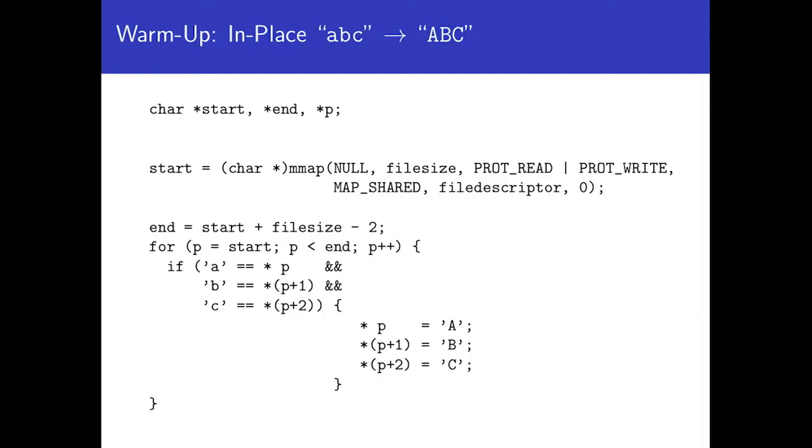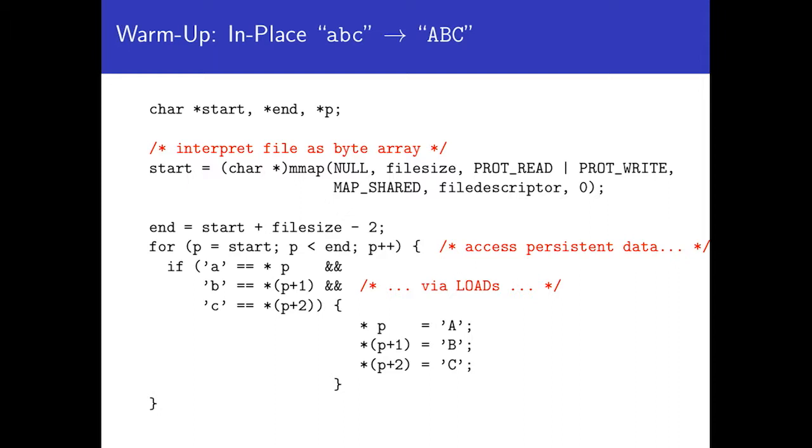As a warm-up exercise, just to remind ourselves of the details of how it operates, we're going to write a simple C program that performs an in-place string substitution on persistent data in a file. We're going to look for every occurrence of the lowercase string abc and replace it with uppercase ABC, okay? So we're using a pointer cast on the return value of mmap to interpret the in-memory image of the backing file as just an array of bytes. This is trivial. Once we've done that, we can access persistent data just by walking through it with a pointer and read it via loads, update it via stores.